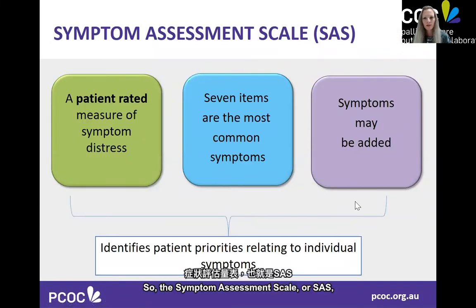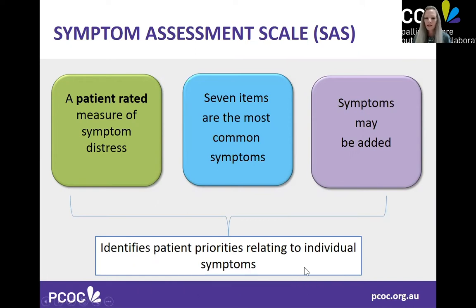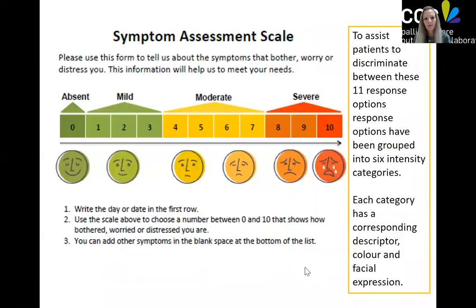So the Symptom Assessment Scale, or SAS, is a patient-rated measure of symptom distress, not symptom severity. The 7 items are the most common physical symptoms. However, symptoms may be added to this scale. The scale helps identify patient priorities relating to individual symptoms.